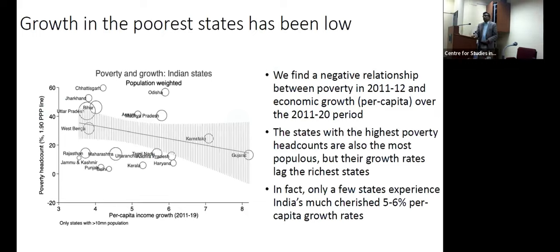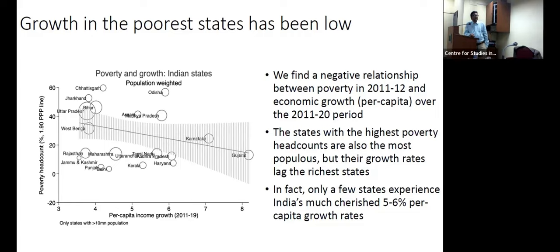I want to now look at a within-India perspective. So this was taking other countries and trying to see where India fits. But if you look at some state-specific data, what we have plotted in this graph is per capita income growth over 2011-2019 on the horizontal axis and the poverty headcount ratio. So these are state-specific numbers. And what we basically see is that where per capita income is higher, the poverty headcount ratio is lower. Nothing surprising. That's what you would expect.